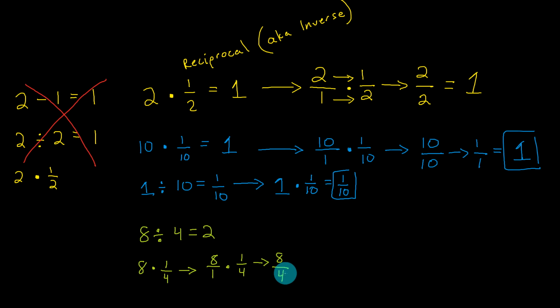From here I can simplify this fraction. Is there a number that goes into 4 and into 8? Sure. I can divide both numerator and denominator by the value 4. When you do that, I'm just going to show you that I'm dividing by 4 here on top and on bottom. So 8 divided by 4 gives me a value of 2. 4 divided by 4 gives me a value of 1. So from here, I can get rid of the value 1 in the denominator because 2 over 1 is equivalent to 2.